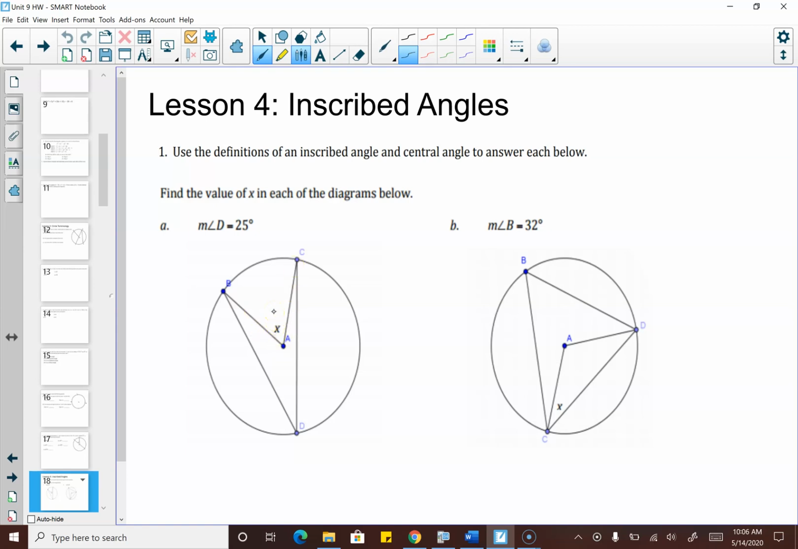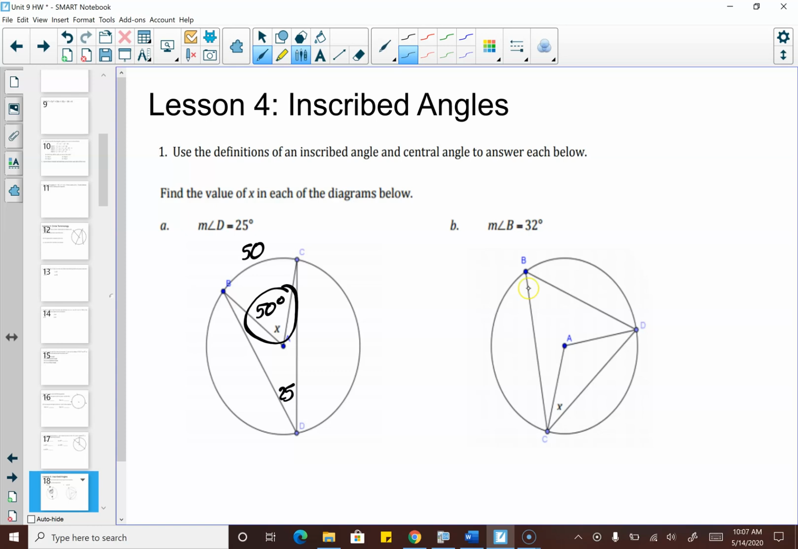So all they tell us is that angle D is 25 degrees. Well, since angle D is inscribed, we know it's half its arc. So therefore, the arc it opens up to is BC. So that has to be a 50-degree arc. Now, central angles and their arcs are equal, so therefore we have a 50-degree angle for x.